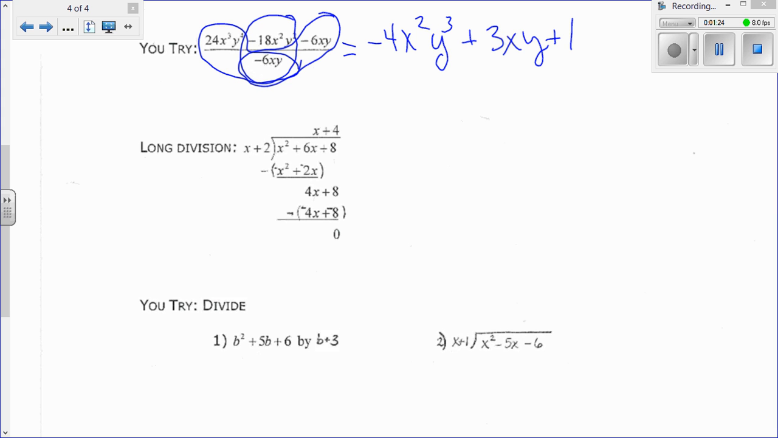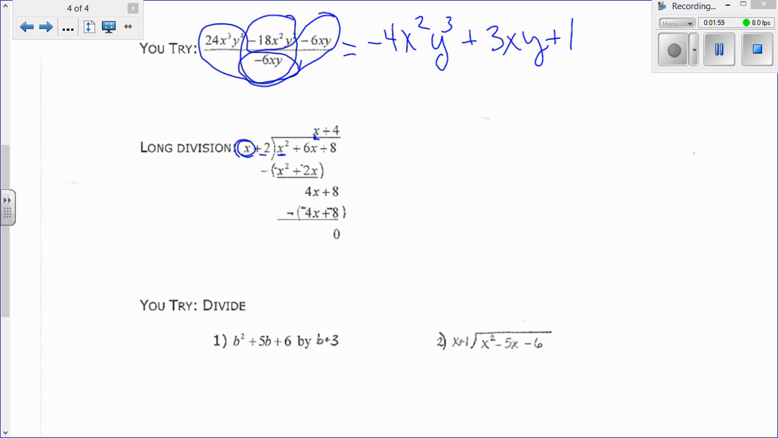Long division is something that may be new to you. For long division, I have x plus 2 dividing x squared plus 6x plus 8. If I have two terms that I'm dividing by a binomial, then I have to move over 2 places, and I put a little dot there so I know that I'm going to do that. Then I always look to the first term of my binomial, and instead of dividing, I ask myself, what do I multiply x by to get x squared?